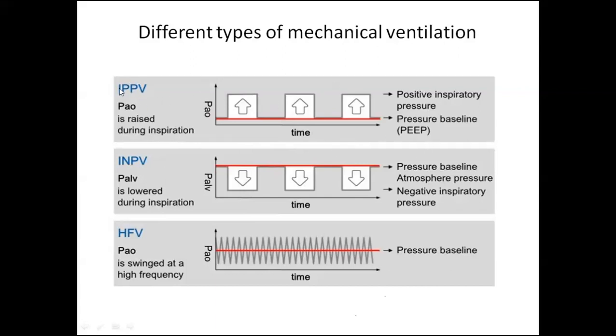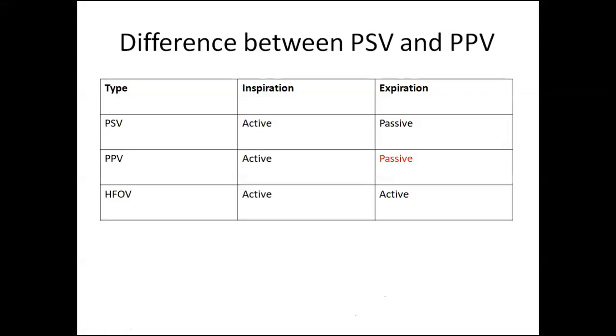So this is the positive pressure ventilation, the first one. This is the negative pressure ventilation. And this is the HFO, which will be oscillating around your airway pressure. This is a summary slide. In spontaneous ventilation, inspiration is active, expiration is passive. Even on mechanical ventilation, positive pressure ventilation, expiration is always passive. Only in HFOV, it is active. Inspiration is always active. Either you are doing the work or the ventilator is doing the work. It will never be passive.